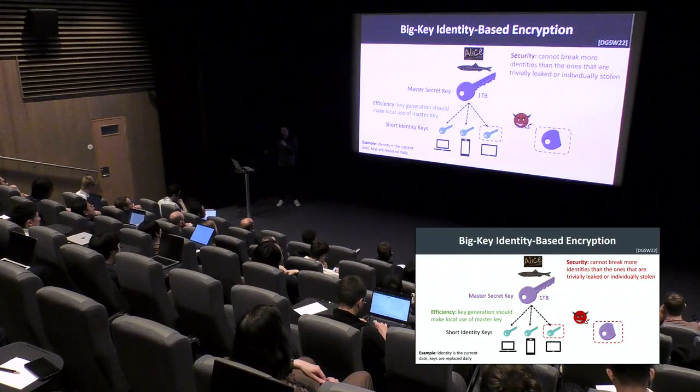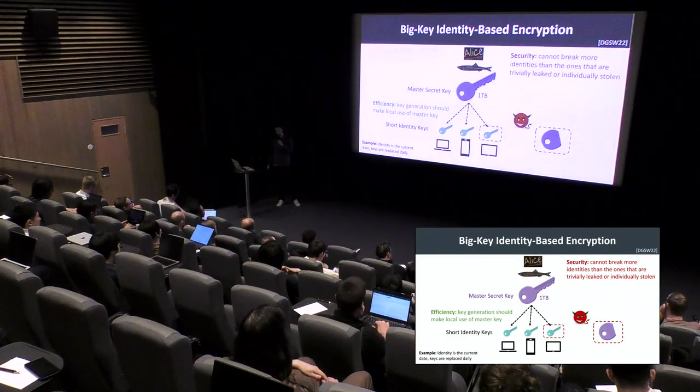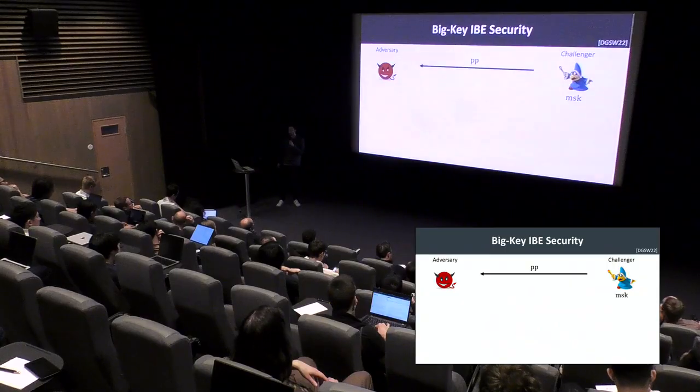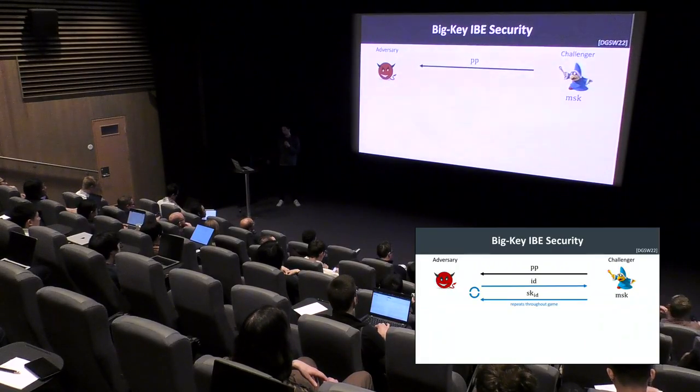The reason that they'll get trivially leaked is because, again, we make local usage of this to generate the short keys. So a bit more formally, basically the setup is the following between an adversary and a challenger. The challenger is going to generate the master secret and the public parameters or public key.